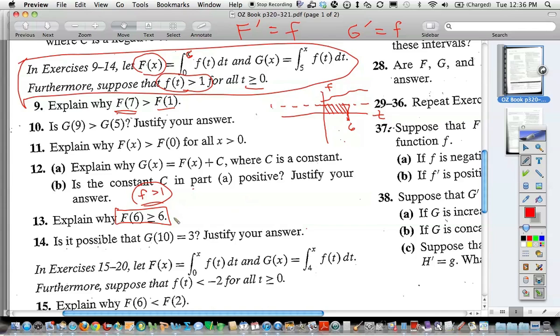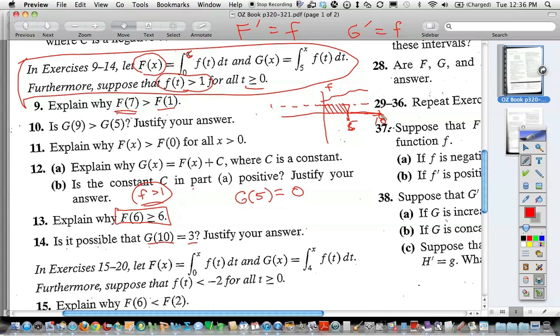All right, what about this one? Is it possible that g of 10 is equal to 3? Well, let's first talk slope. Again, since it's g, what do we know about g? We know g of 5 is 0 from right back here. G of 5 is 0. So therefore, g of 10, well, if you're at 5 right here and you're going to go over to 10, you go over 5, how much you got to go up?